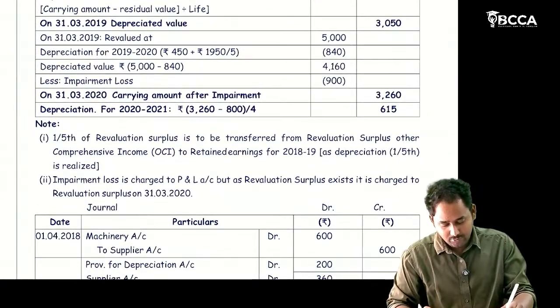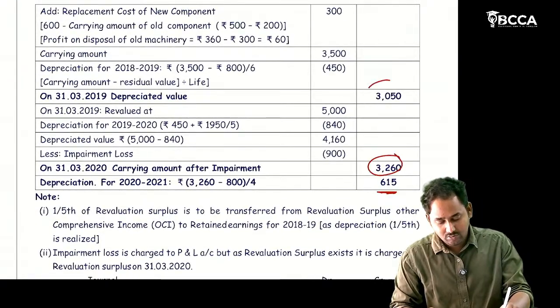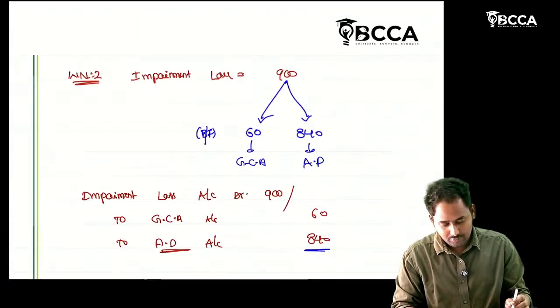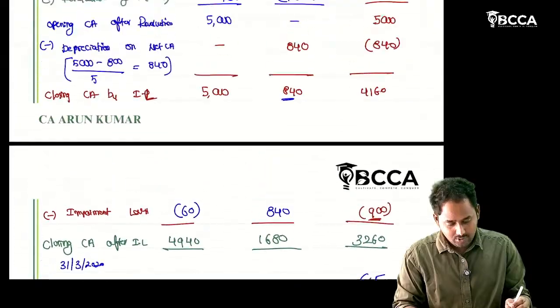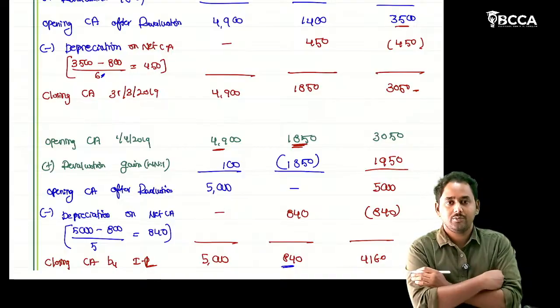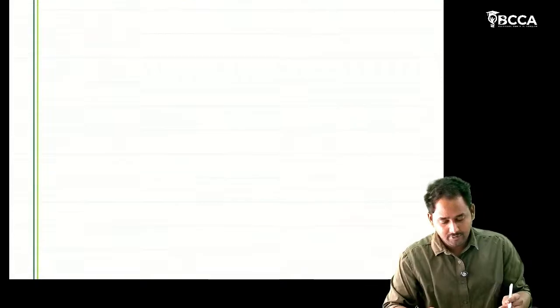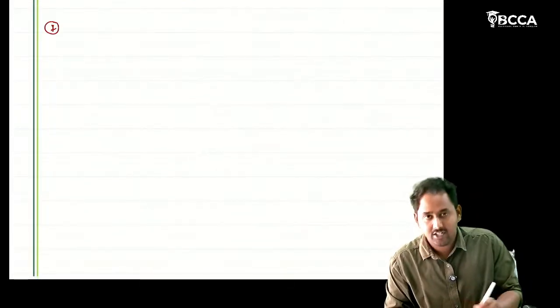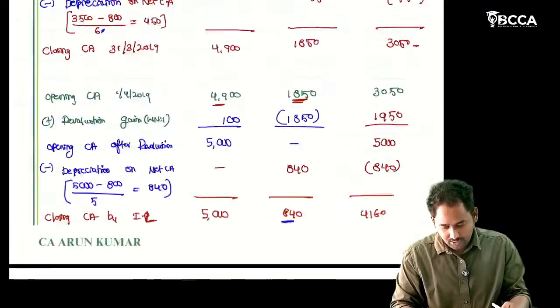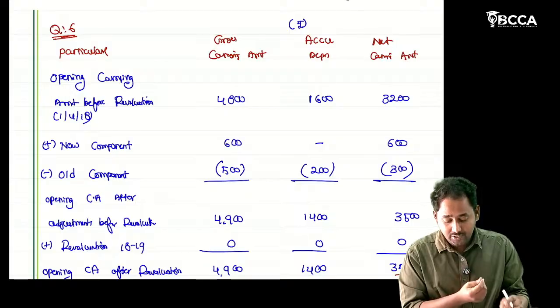The depreciation for 2021, 615. What is the closing carrying amount? 3260, then 3050. Now I should provide the journal entries. Please provide me the journal entries. So first journal entry, what happened here? Here I have purchased a new component for 600 and I should derecognize the old component also.